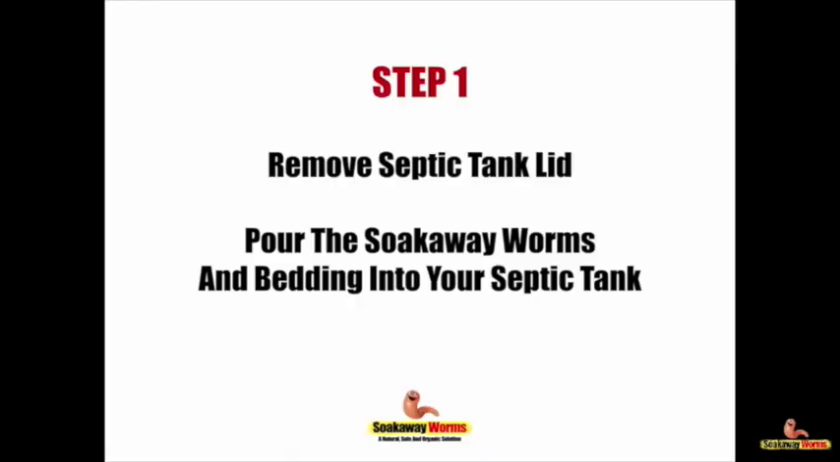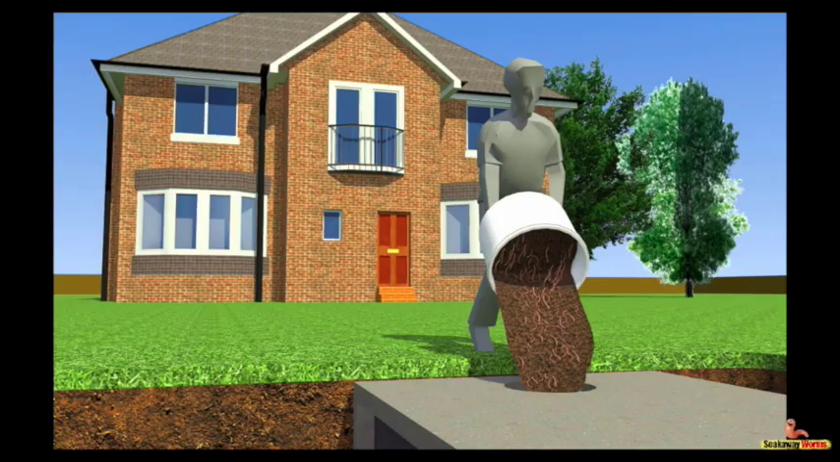I've created a short video now which will show you how to get soakaway worms into your soakaway or septic tank or rainwater soakaway, and I'll also show you how they work. Step 1. Remove the septic tank lid and then pour the worms and bedding into your septic tank or the nearest manhole chamber.